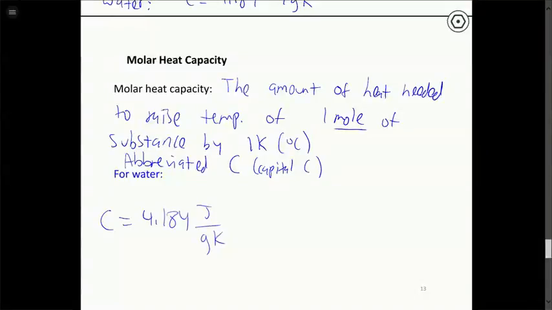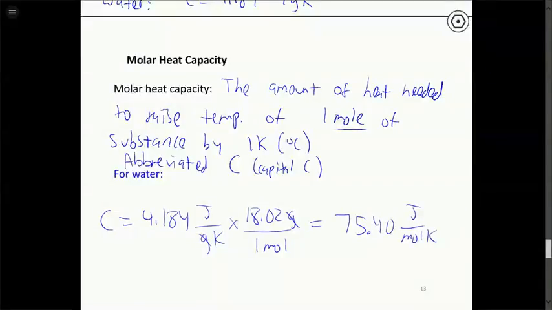And if we want to convert grams into moles, remember we can just use the molar mass. For water, there are 18.02 grams in 1 mole. And so the molar heat capacity for water is 75.40 joules per mole Kelvin. So it takes 75.4 joules to raise the temperature of 1 mole of water by 1 Kelvin or 1 degree Celsius. We won't use molar heat capacity a lot, but you should be able to at least calculate it or understand what it is.